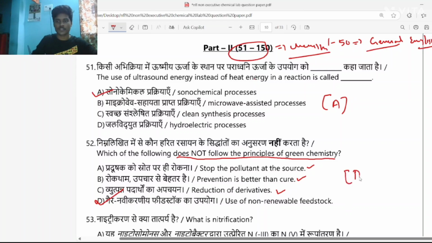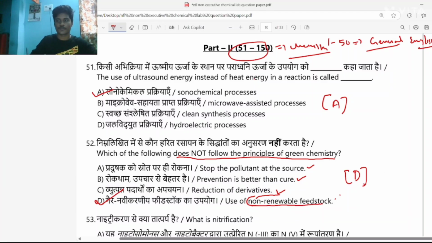Non-renewable feedstock means a natural resource that cannot be replaced. Once used, you cannot replace it. So it is not a principle of green chemistry. So the option would be option D.